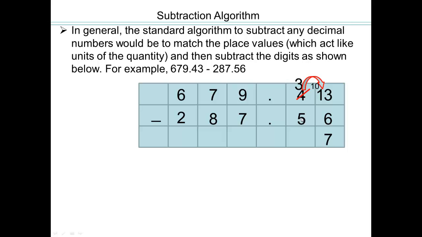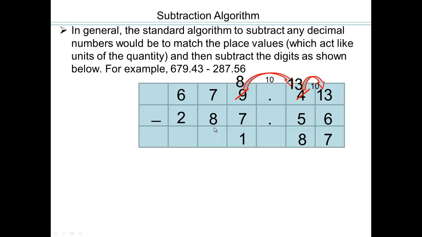Can't do 3 minus 5, so I have to borrow 1 from here. Remember, borrowing one of these is equivalent to 10 of the lower place values, right adjacent to it. So borrowing 1 single is borrowing 10 tenths. So now I have 13 tenths minus 5 tenths, which will give me 8 tenths. And you do the same thing. So 8 minus 7, which I can do.